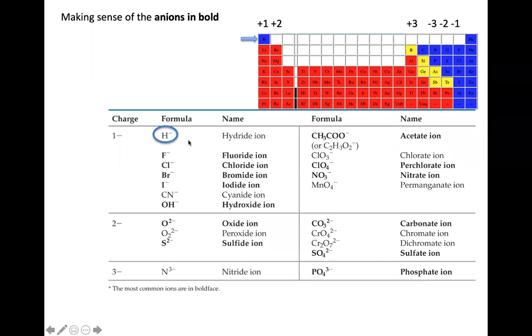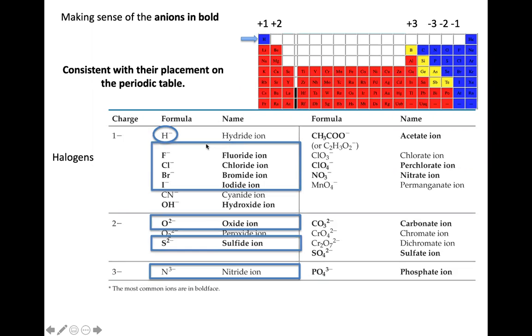Now, what happens if we look at the anions? Once again, I want you to be able to make sense of and know the different anions listed in bold. Notice within here, hydrogen was both a cation, and it's also listed here just to draw your attention to it as an anion. If I look at these, I see a whole bunch of them are once again consistent with their placement on the periodic table. I see several that are in my minus one column: fluorine, chlorine, bromine, iodine. I've got my -2 column with oxygen and sulfur, my -3 column with nitrogen.